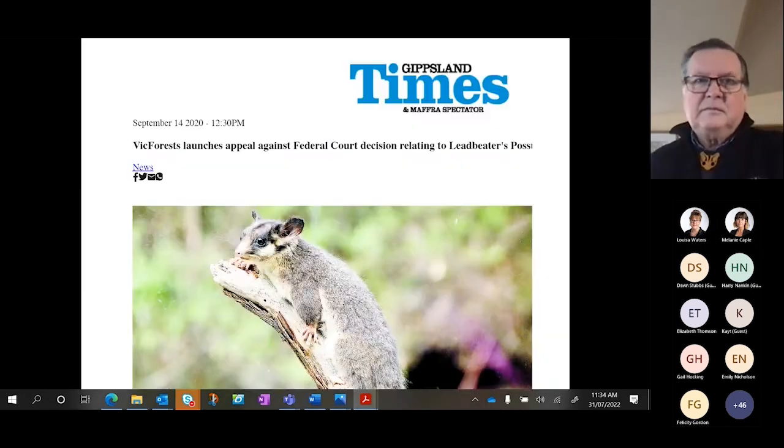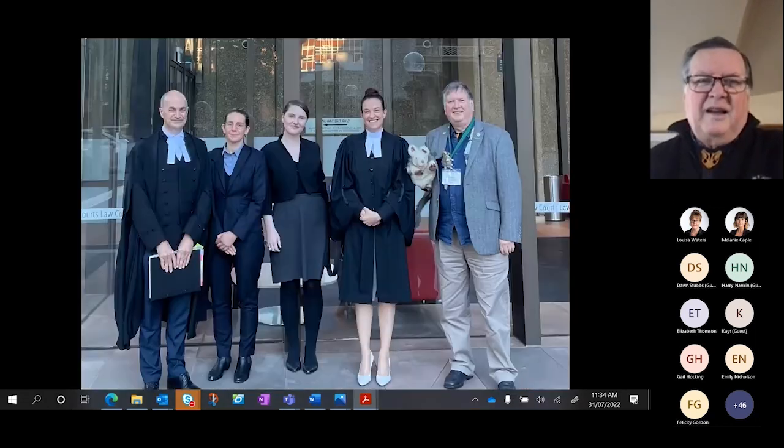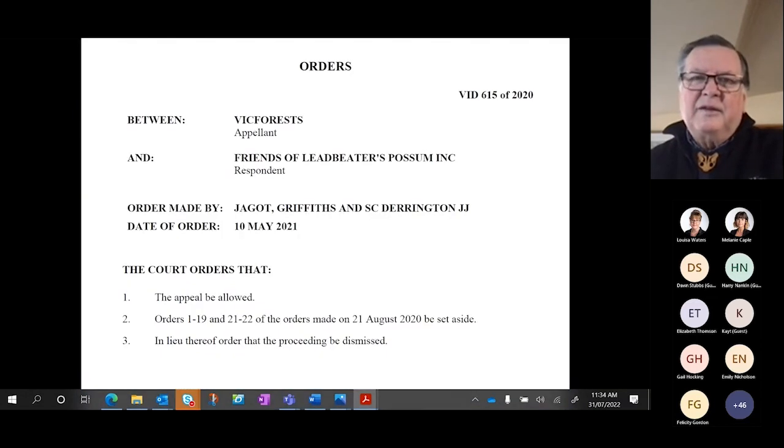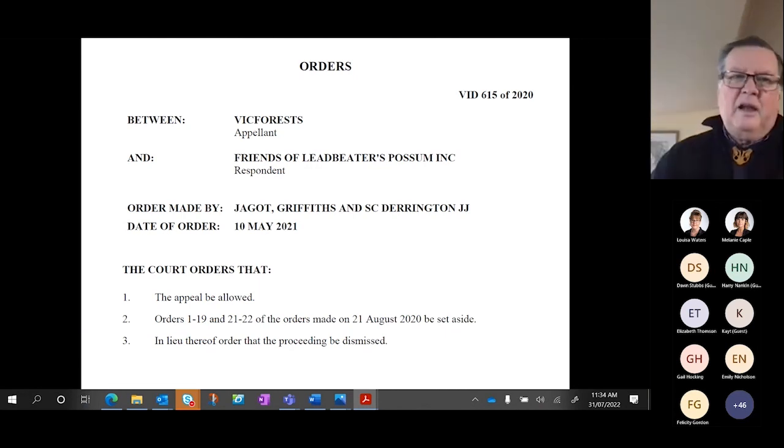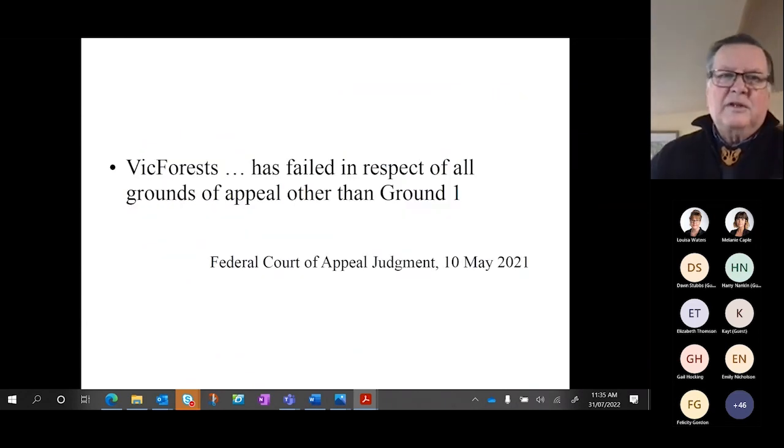Of course, Vic Forest wasn't going to tolerate that, and they appealed the decision. And that's what took the team to Sydney, the Federal Court in Sydney. Unfortunately, Vic Forest was successful on its appeal. They had 31 grounds of appeal, and only one of them succeeded, but that was enough for the Federal Court to basically overturn the decision of the lower court.